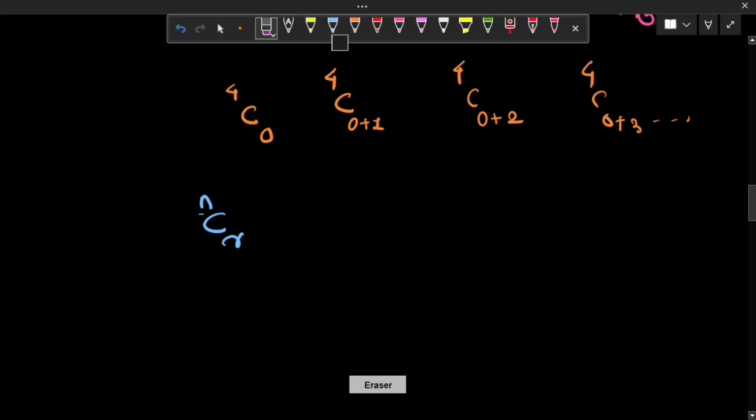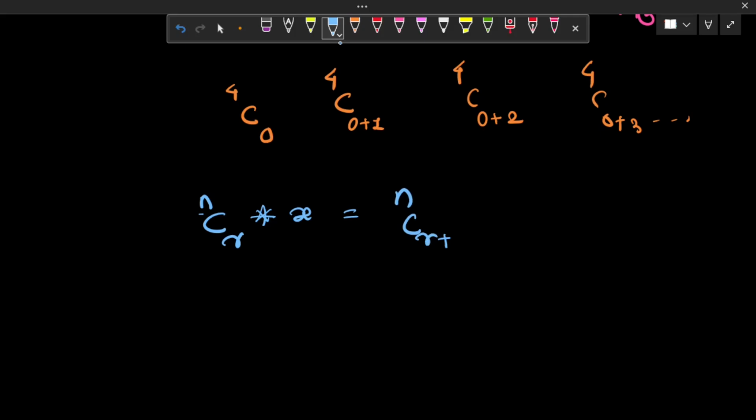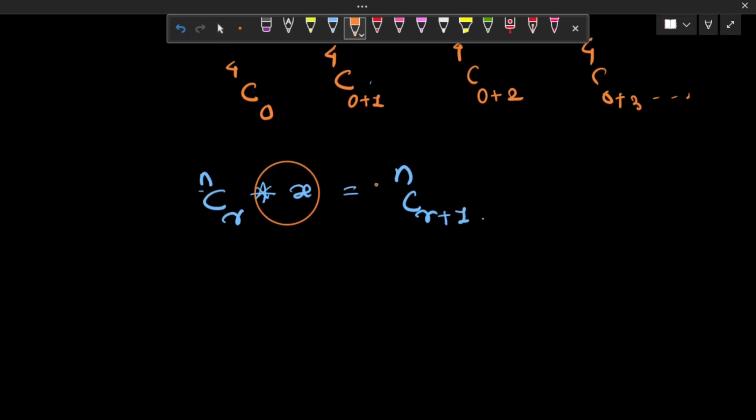Okay, so I have nCr. I multiply it with some value x to get nC(r+1). I have to multiply something or add something, so let's calculate this value.